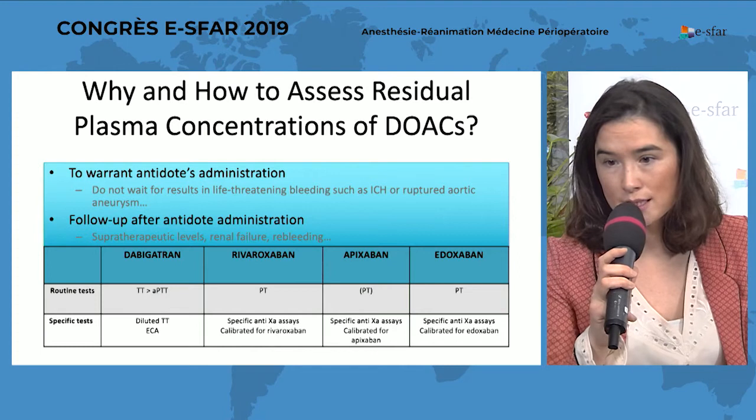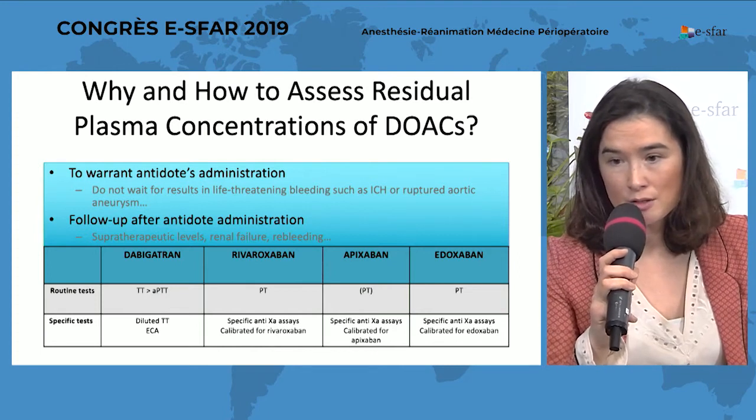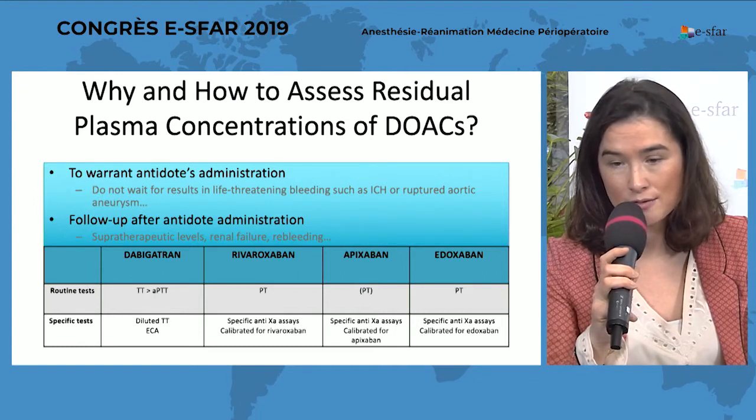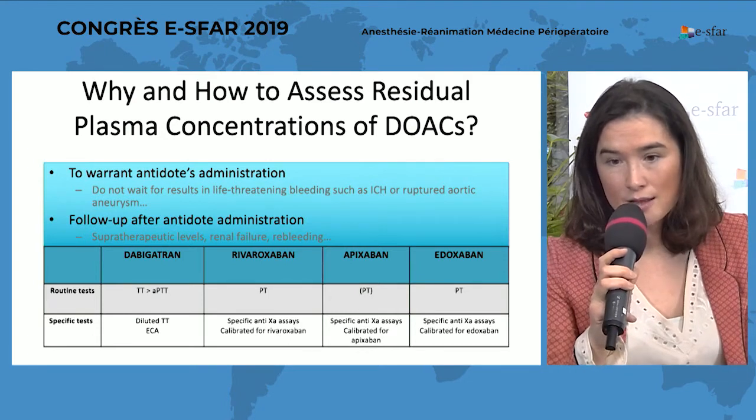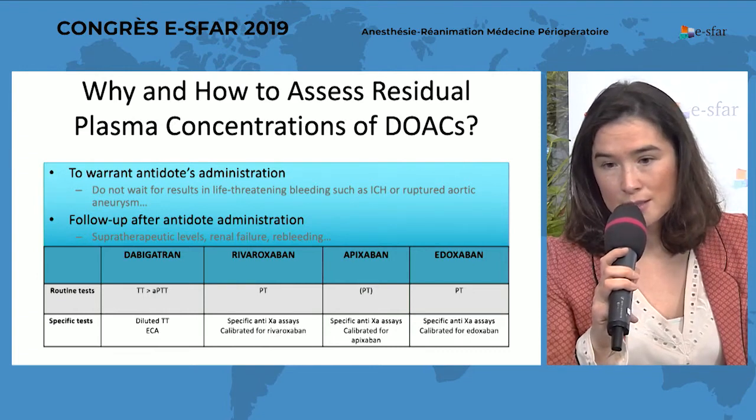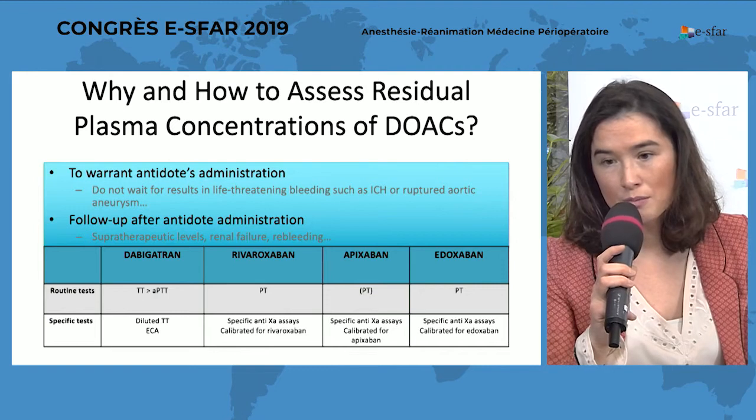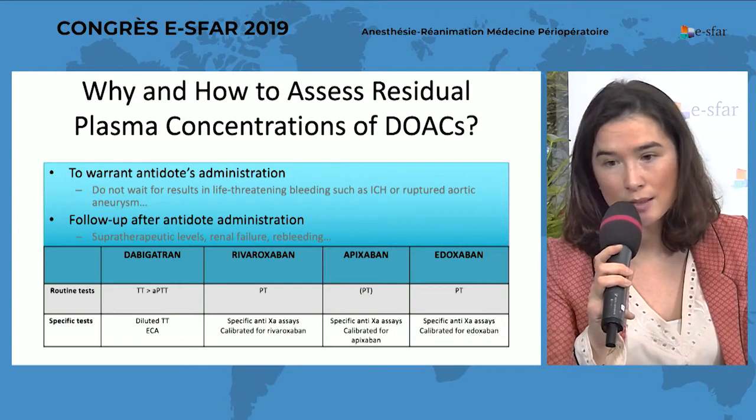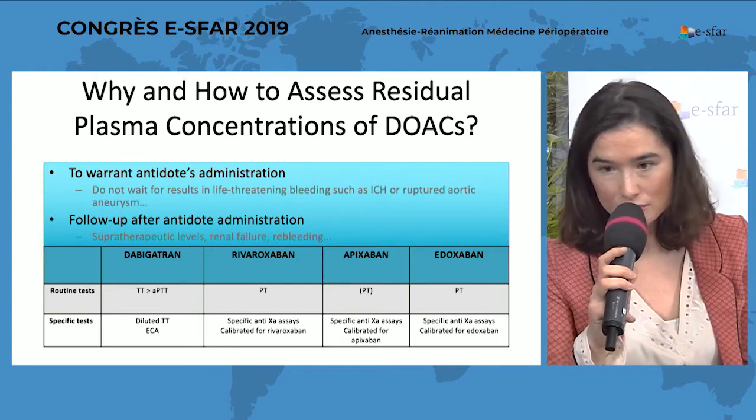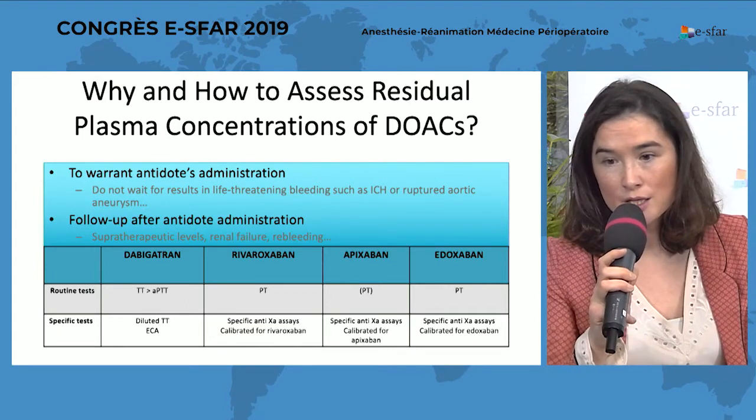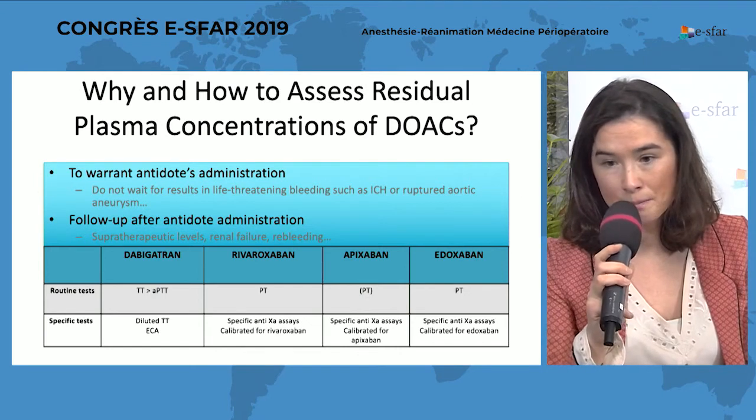For rivaroxaban and edoxaban, you have the prothrombin time. And unfortunately, for apixaban, even very sensitive prothrombin time cannot always exclude clinically relevant presence of apixaban. Therefore, it's important to have specific tests. I would talk about standardized specific tests that can be easily implemented in laboratories. For dabigatran, you have the diluted thrombin time and the chromogenic assays. For rivaroxaban, apixaban, and edoxaban, you have specific anti-Xa assays, which are calibrated for each specific anti-Xa.